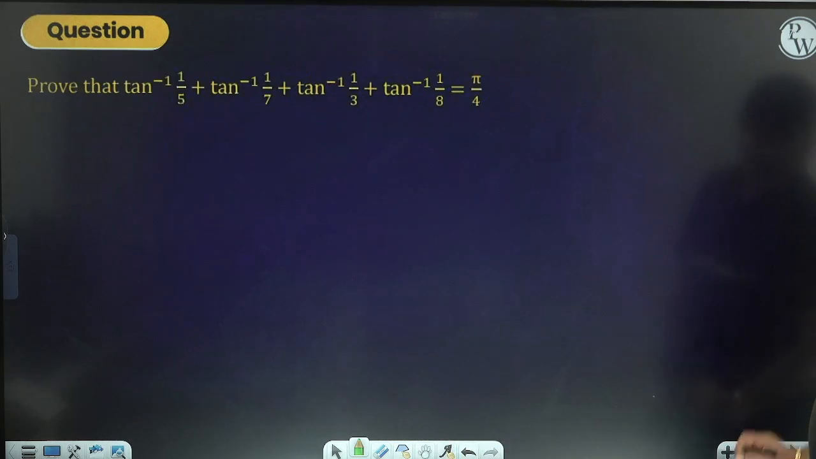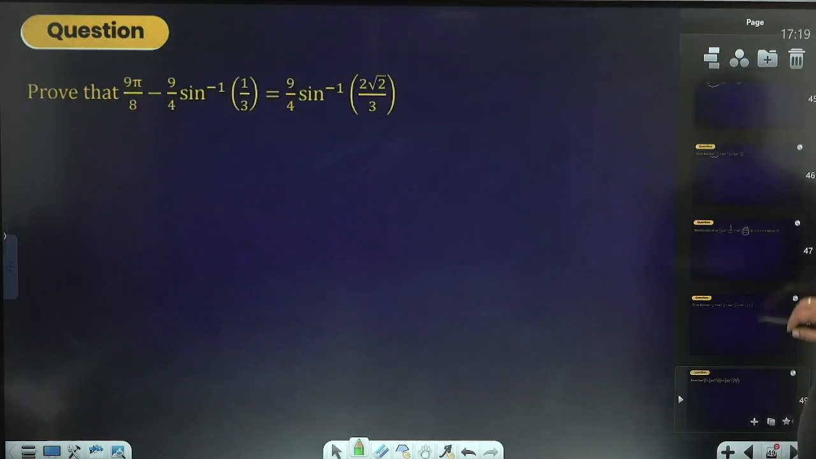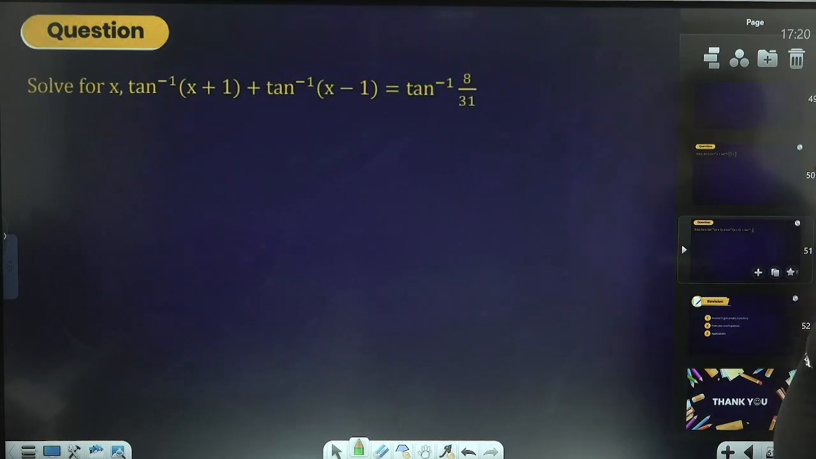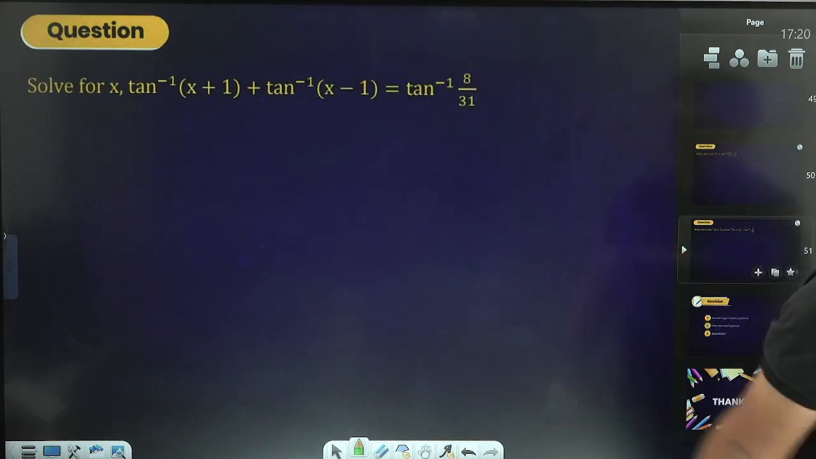Okay, people, so we still have a lot of applications in these inverse trigonometric functions. I hope this will be the end. Okay, just one more question: the tan inverse x plus tan inverse y formula, right?